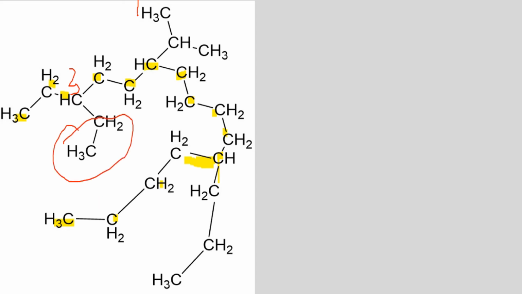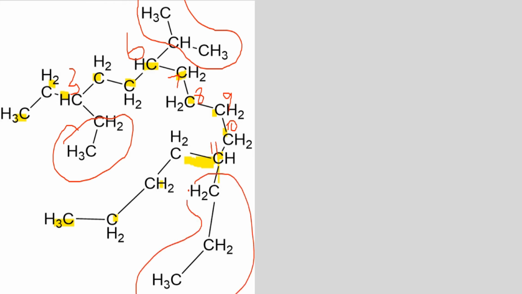And at the 6th position, 3, 4, 5 and 4, 5, 6, at the 6th position there is an isopropyl group. This group is isopropyl. So this substituent is isopropyl. Then move towards the end. You can see here this is 7, 8, 9, 10 and 11. So at the 11th position there is a propyl group.